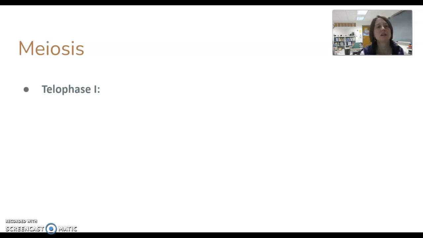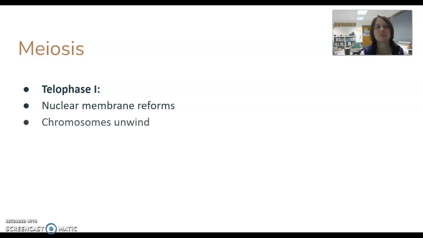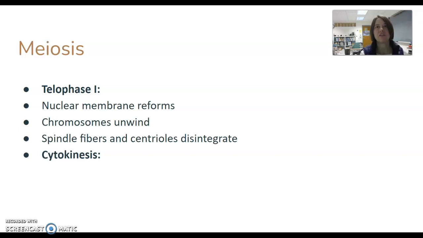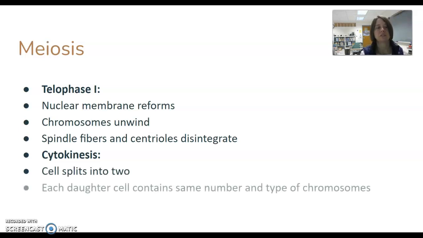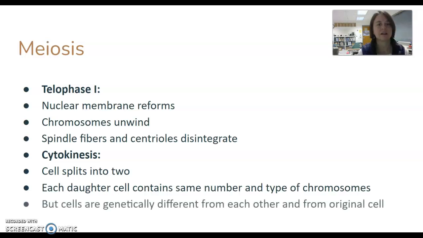After anaphase 1 is telophase 1. The nuclear membrane reforms, your chromosomes unwind, the spindle fibers and the centrioles disintegrate, and there's cytokinesis. That one cell splits into two. Now each daughter cell contains the same number and same type of chromosomes, but the cells are genetically different from each other, and they're genetically different from the original cell.